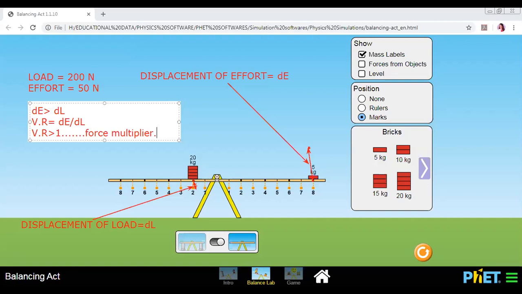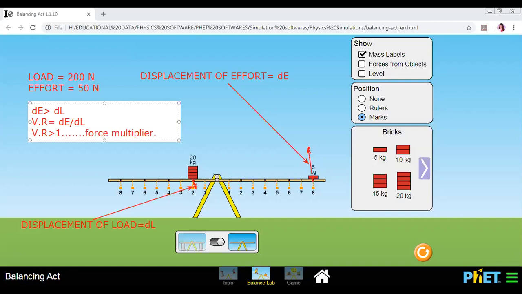How is it a force multiplier? Look at the load and look at the effort. My load is 200 Newton. And what is my effort? My effort is 50. So if you check it carefully, what is the MA? MA is the ratio of load upon effort, and my answer of MA is also coming out to be more than 1. So this machine is a force multiplier. How much is the actual force required to lift the object? 200 Newton. But how much are we applying? We are applying only 50 Newton.